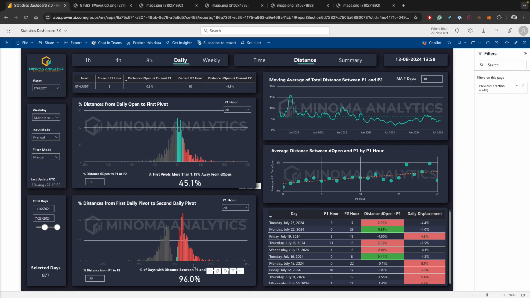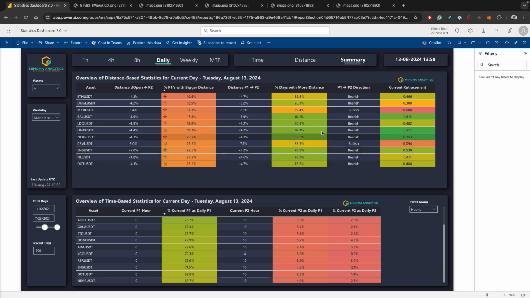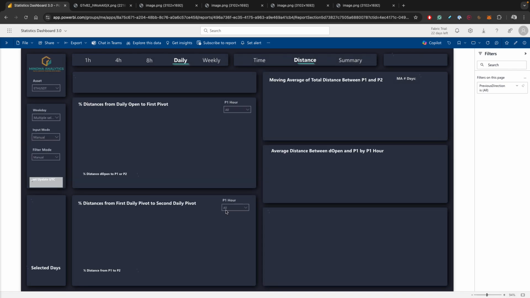Just like I did with the previous graph, I want to point out, and again I will have dedicated tutorials for this, that the summary page has this metric we just discussed listed right here. So we see the distance between P1 and P2, and it will easily show you how many days have more distance between P1 and P2. This gives you a nice overview of which assets are likely to move further between P1 and P2 and which are not, and how we combine all this we'll be discussing in the next videos. But for now, I just wanted you to know these metrics are here as well. So this metric is the same as this metric.